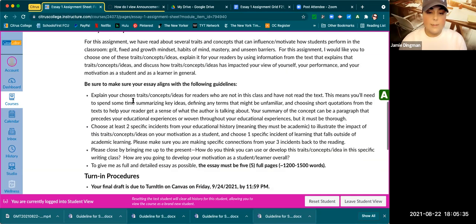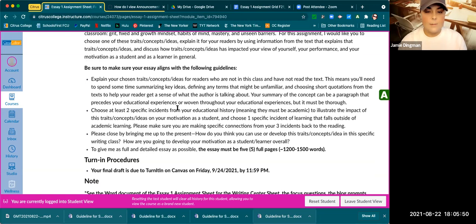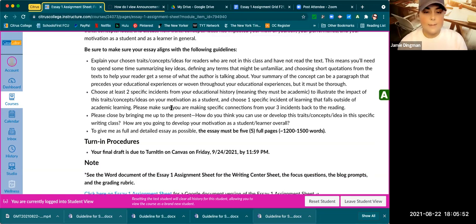Okay, so in addition to picking out those key ideas, we're going to need to pick out ideas from the articles and be able to summarize for our audience. So we are going to spend a portion of that essay summarizing. But the real bulk of the essay is going to be those specific learning experiences. And for this assignment, I would prefer that you have 2 academic learning experiences, and then the third one can be non-academic or non-school related.